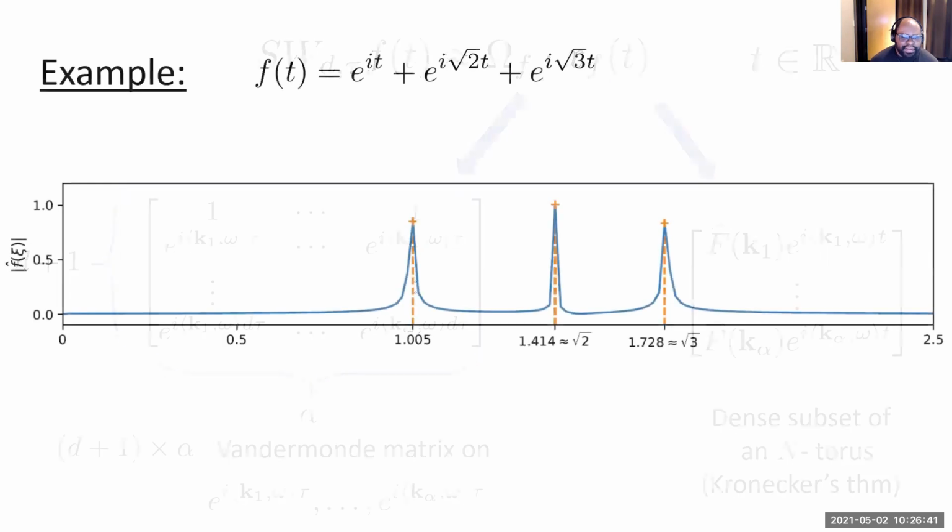So here's an example. Take F to be e^{it}, e^{i√2 t}, and e^{i√3 t}. So three linearly independent frequencies. If you compute the Fourier transform, the FFT, and you look at the peaks in the spectrum, you will see that the locations are roughly those of the frequencies. Again, everything is rational numerically, so these are just approximations.